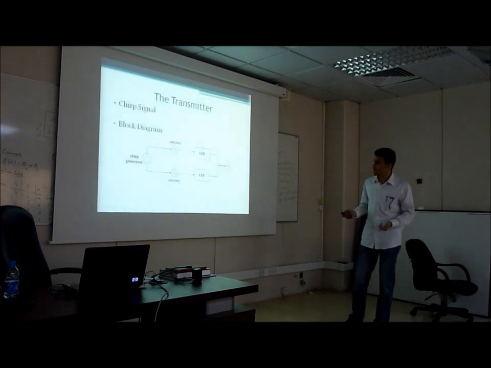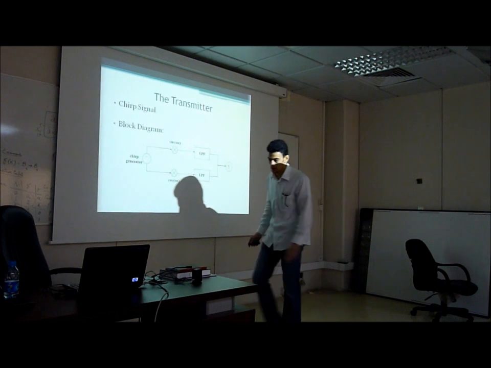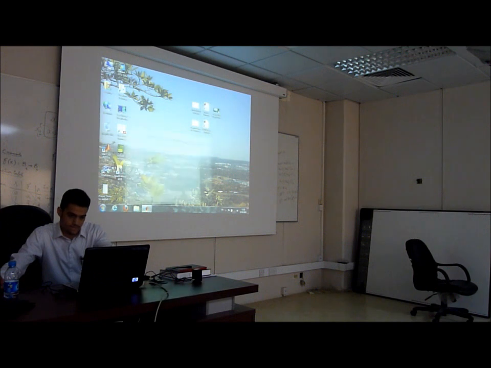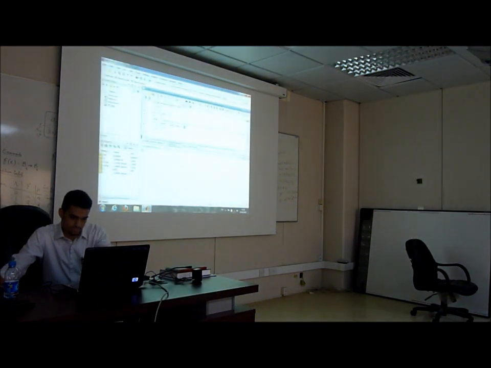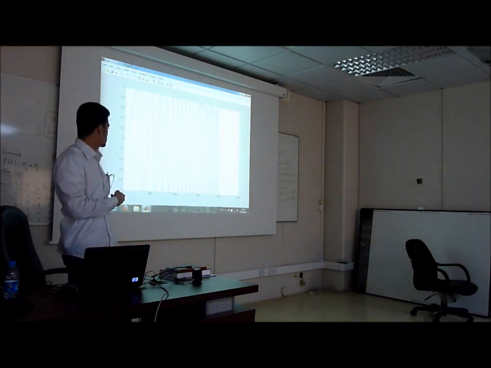The transmitter. In the audio radar, we use a chirp signal. A chirp signal is a sinusoidal signal that changes in frequency with time. Also, I have a picture. I will show you the chirp signal. Chirp signal in time domain. You can see it's a little sinusoidal, but the frequency changes from a lower frequency to a high frequency with time.